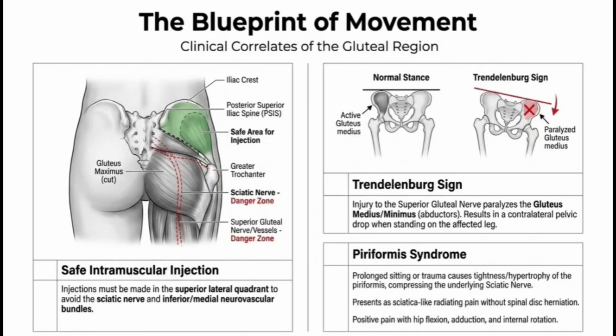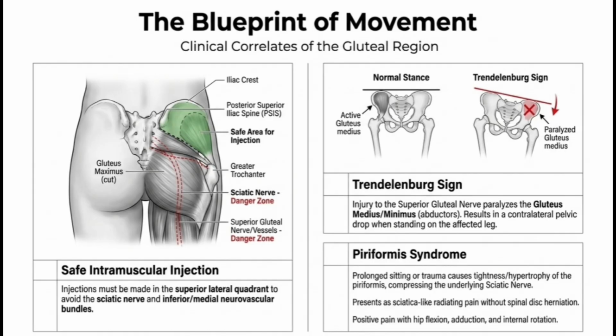This slide transitions theoretical anatomy into critical bedside application. First, we review the safe zone for intramuscular injections to avoid catastrophic damage to the massive sciatic nerve and associated neurovascular bundles located medially and inferiorly. Injections must strictly occupy the upper outer quadrant.